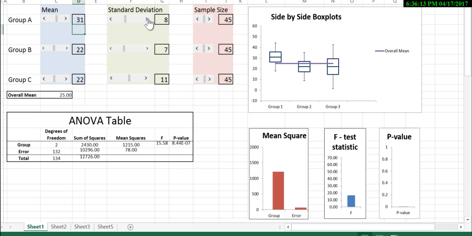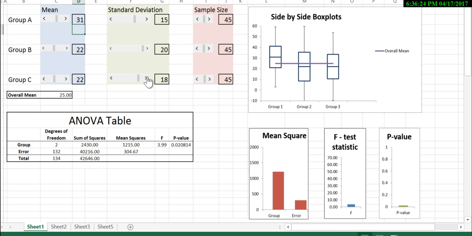What happens though if I increase the standard deviation? If I increase the standard deviations, what's going to be happening here? Look at the box plots. Does it seem like there's such a big difference in the means anymore? If I'm increasing the standard deviation, so I'm increasing the variation within the groups, now it kind of looks like those means are almost the same again, right?